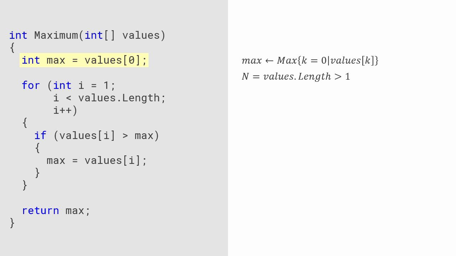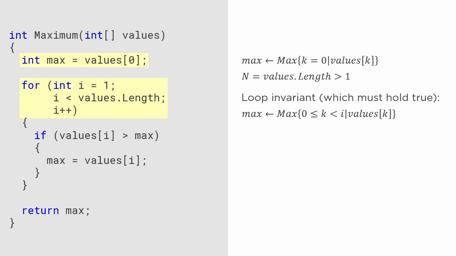This is the place where we define the so-called loop invariant. That is a condition which must hold true during the entire execution of the loop. The loop invariant here is that for any given value i, the variable named max will contain the maximum of elements with indexes smaller than i. We are proving that the loop invariant is always true by induction.